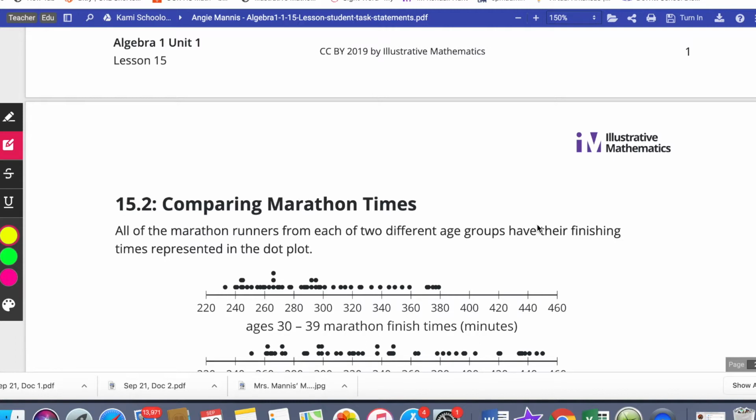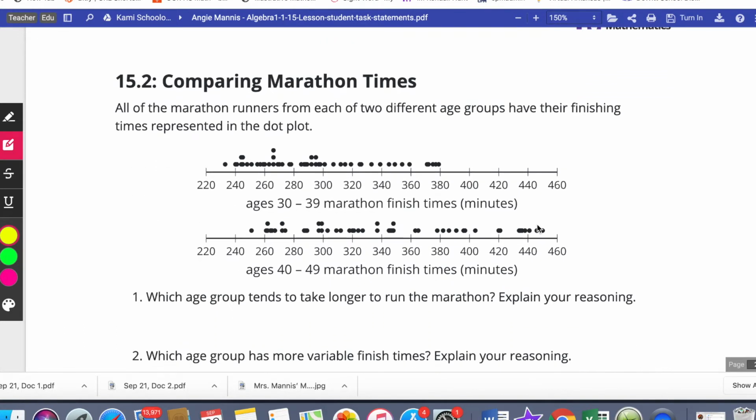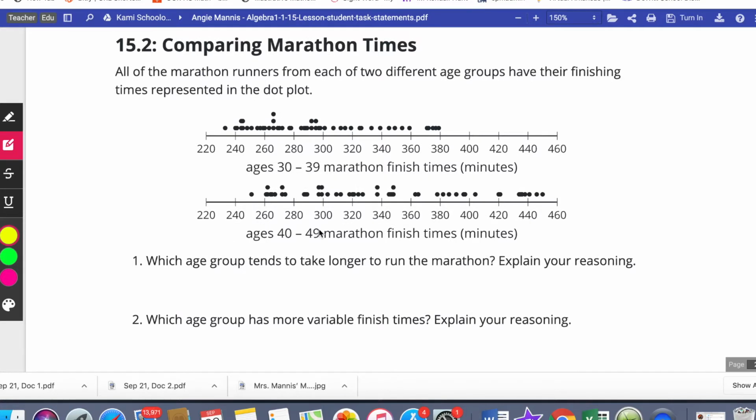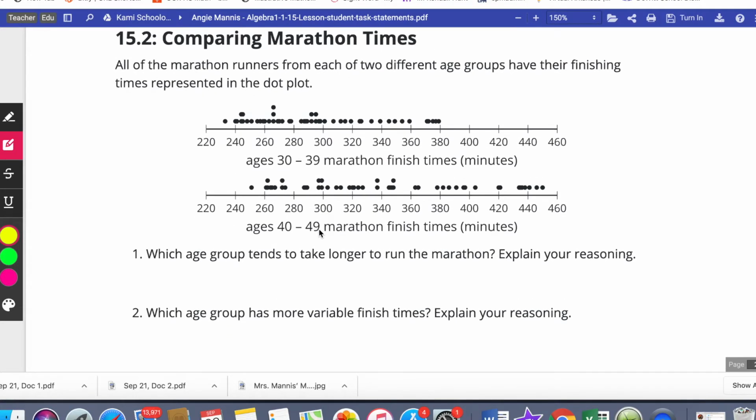All right, 15.2, we are comparing marathon times. So all of the marathon runners from each of the 2 different age groups have their finishing times represented in the dot plot. So you have the ages from 30 to 39 on this first dot plot, and then ages 40 to 49 on the second one. And it's wanting to know which age group tends to take longer to run the marathon, and explain your reasoning.